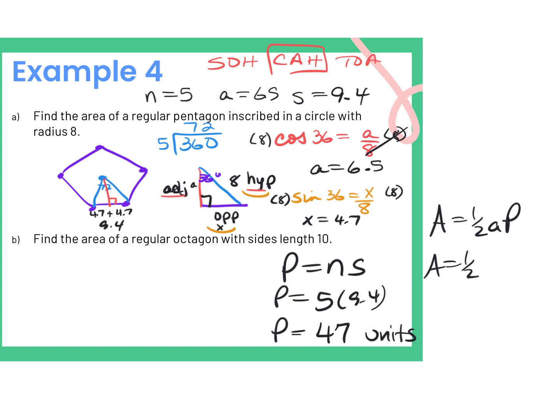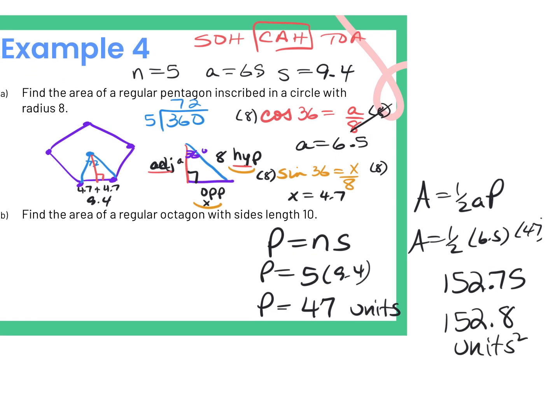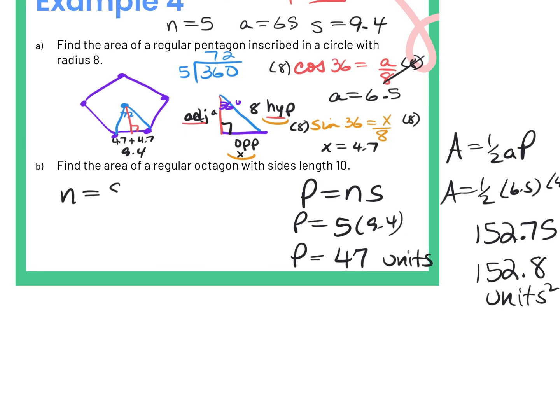My apothem had a length of 6.5, and my perimeter was 47. So I'm going to multiply those three numbers. So 6.5 times 47, and then I can just divide it by 2, 152.75. So if it says hundredths, you'd leave it like that. But if it said tenths place, 152.8 units squared. Octagon. So number of sides is 8.